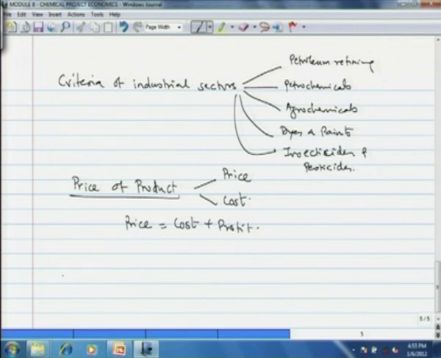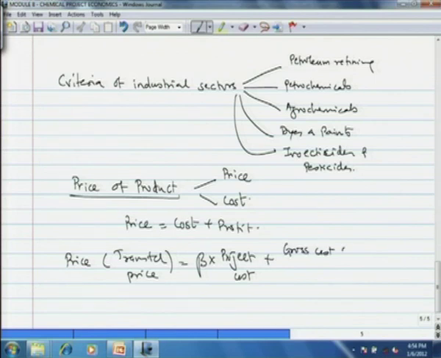Now, how do you decide the price of a product? Purely on economic consideration, that can be done as price, which is the transfer price, is equal to beta, a constant, into the project cost plus the gross cost of production. Now, this factor beta essentially implies the return on investment, and beta has to be at least 1 minimum value.